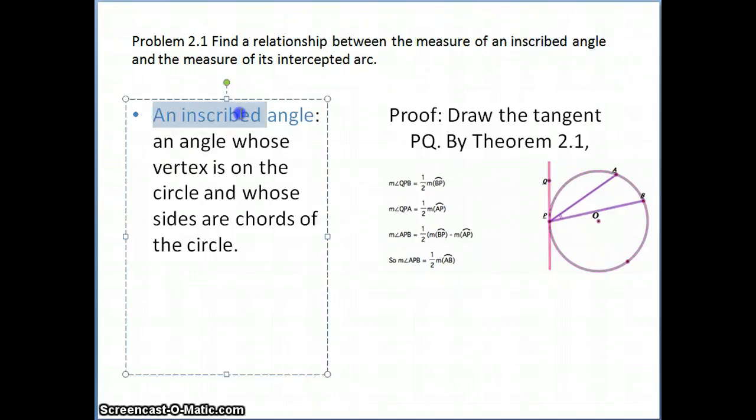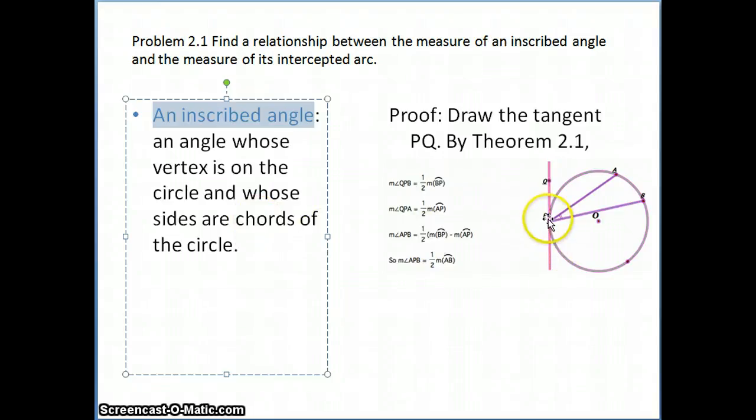So what is the inscribed angle? We talk about the central angle. What's the central angle? The central angle must have its vertex at the center, so that's why I call it central angle. For an inscribed angle, the vertex is not at the center, it's on the circle. So it's an angle whose vertex is on the circle and whose sides are chords.